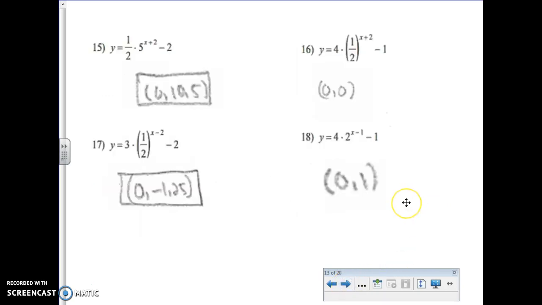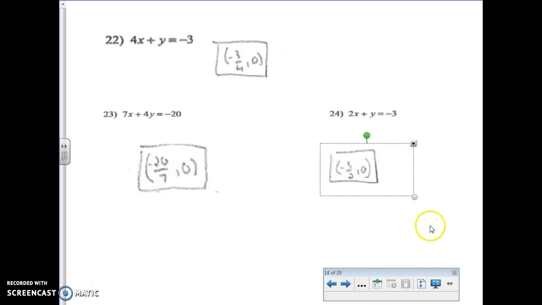And then these are the answers to 15 through 18. If you guys did not get these, please let me know so I can help you guys out with them. That was in regards to y-intercepts. These were for x-intercepts. These are what you should have gotten for the x-intercepts for 22, 23, and 24. If you guys did not get these, please let me know.